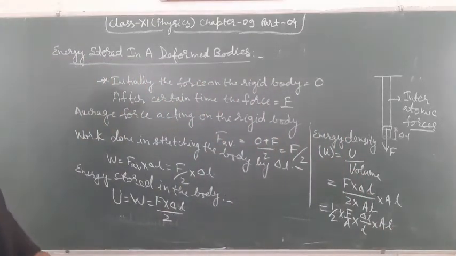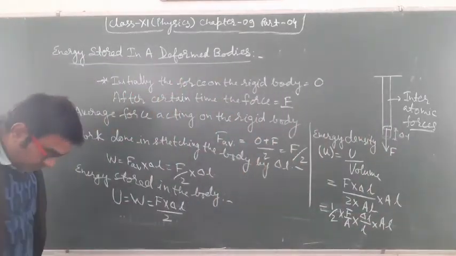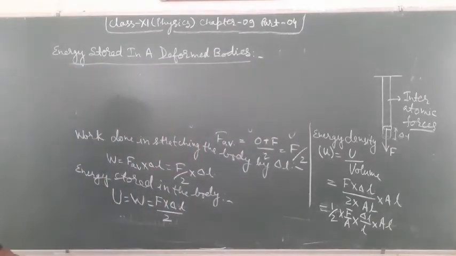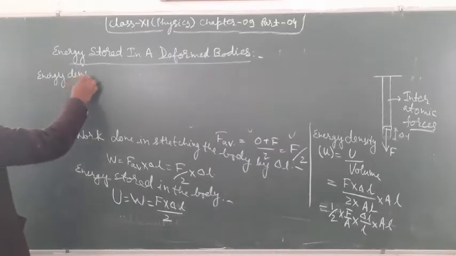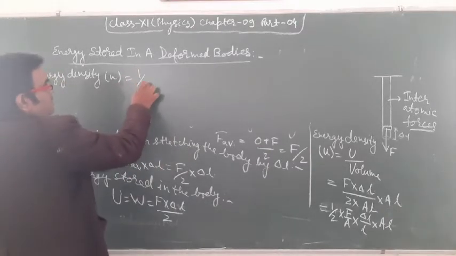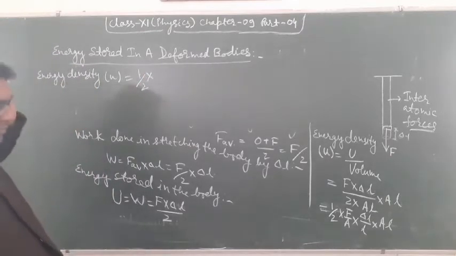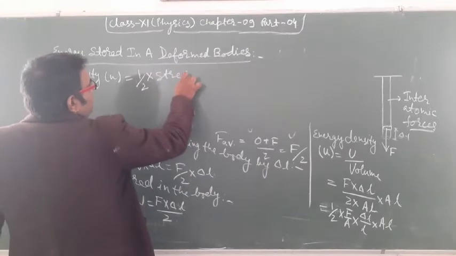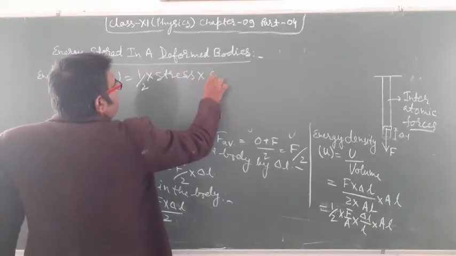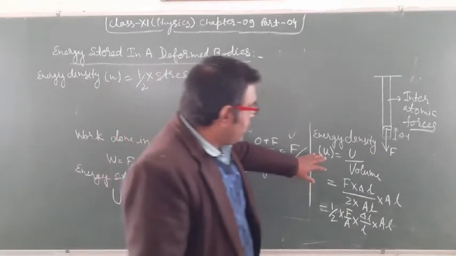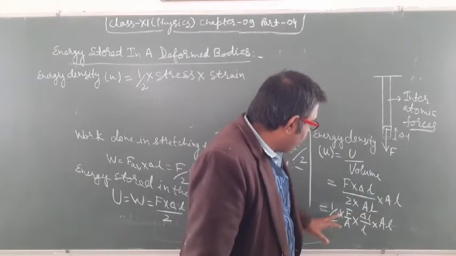Okay, students? Now look here. Now energy density u can be given as 1 by 2 into stress into strain, 1 by 2 stress into strain, because you had divided it by volume after multiplying it with volume.